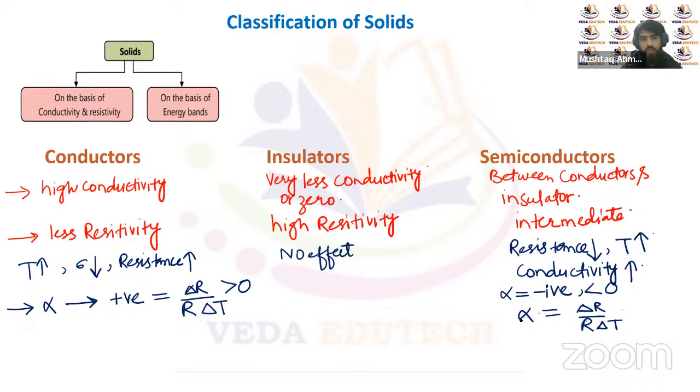So the conclusion is that conductors are of high conductivity, insulators are of zero conductivity, they do not conduct at all, and the conductivity of semiconductors lies between that of insulators and conductors. And the temperature coefficient of conductors is positive, while the temperature coefficient of semiconductors is negative, because the resistance of semiconductors decreases upon increasing the temperature, while the resistance of conductors increases upon increasing the temperature.